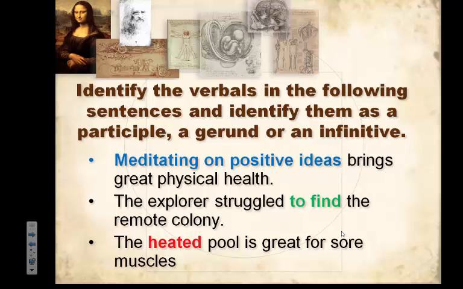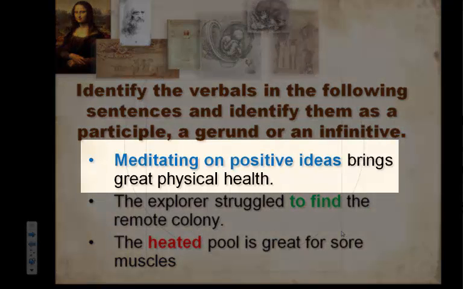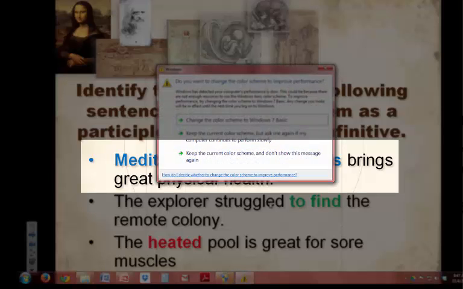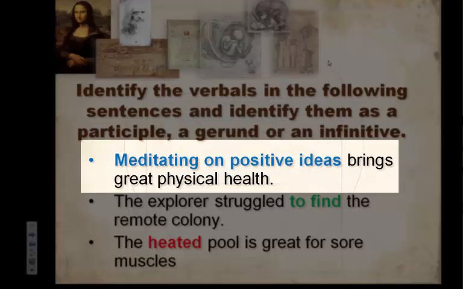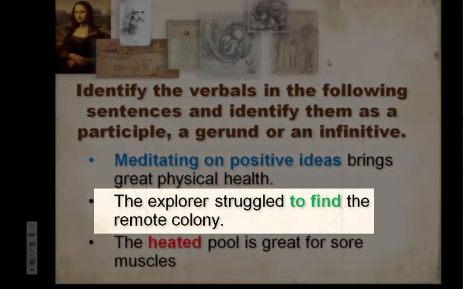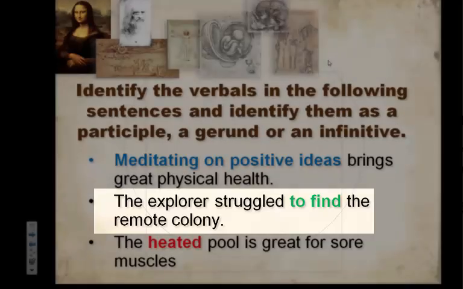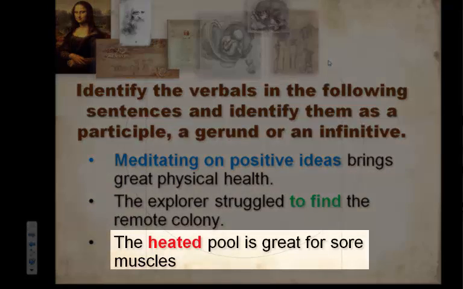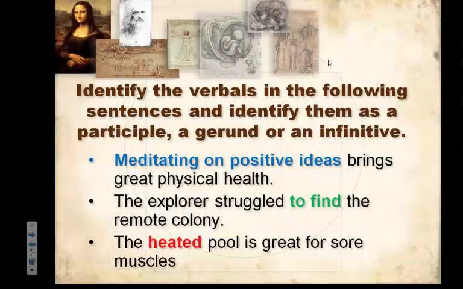Okay, and here are the answers. Hopefully you stretched yourself and tried to figure them out on your own before looking at the answers. So the first sentence, meditating on positive ideas, is the subject. The second sentence, to find, obviously if it starts with to, it's going to be an infinitive if it's followed by a verb, which it is. So infinitive in number 2. And then heated is a verb, but it's not acting as a verb, it's acting as an adjective describing pool. So heated is a participle. And going back to number 1, I said meditating on positive ideas is a noun, it's the subject of the sentence, so obviously it's a gerund.